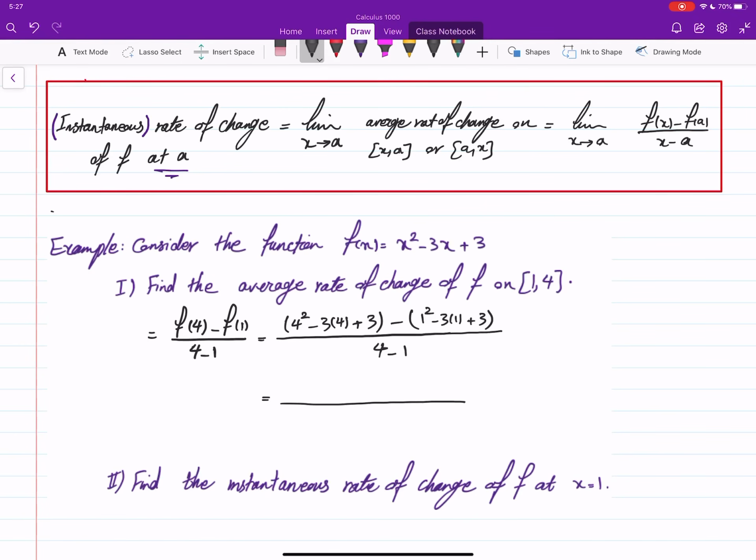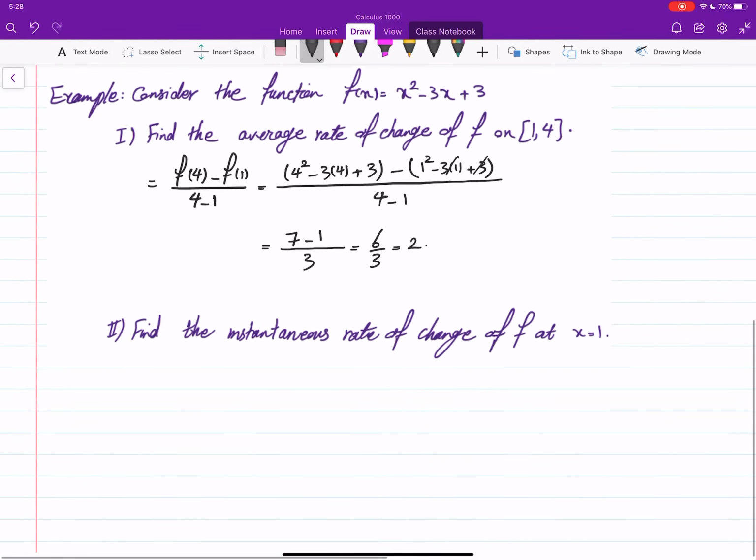This is 4. 4 plus 3 is 7. That's f of 4. Negative 3 and 3 cancel each other and you get 1 there. And this is 3. So we have 6 over 3 and that is 2. So the average rate of change of that function on the interval [1, 4] is 2.